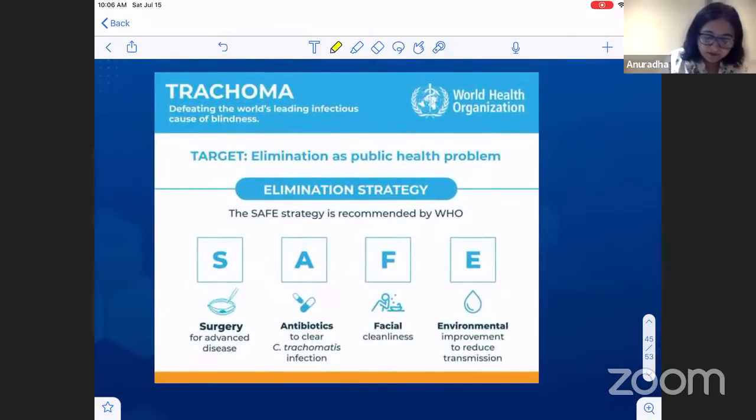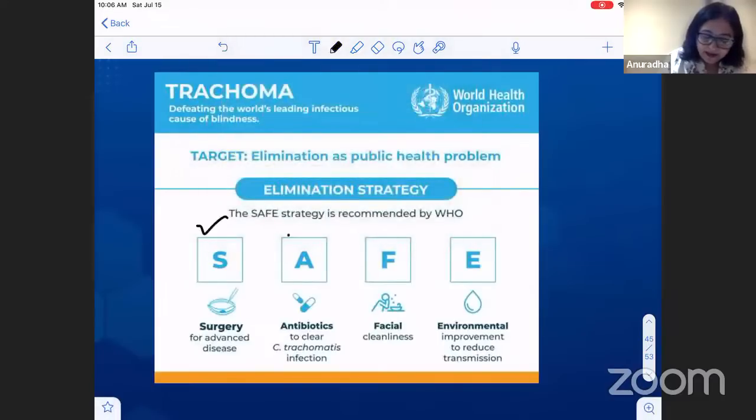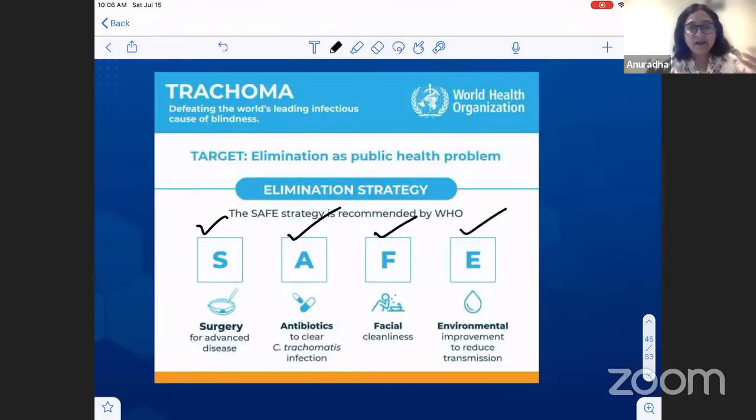Please remember what SAFE stands for. S stands for surgery, A stands for antibiotic, which is azithromycin, F stands for facial cleanliness, E stands for environmental hygiene, environmental improvement to reduce transmission through the flies. So in the SAFE strategy, a single dose of azithromycin is recommended.